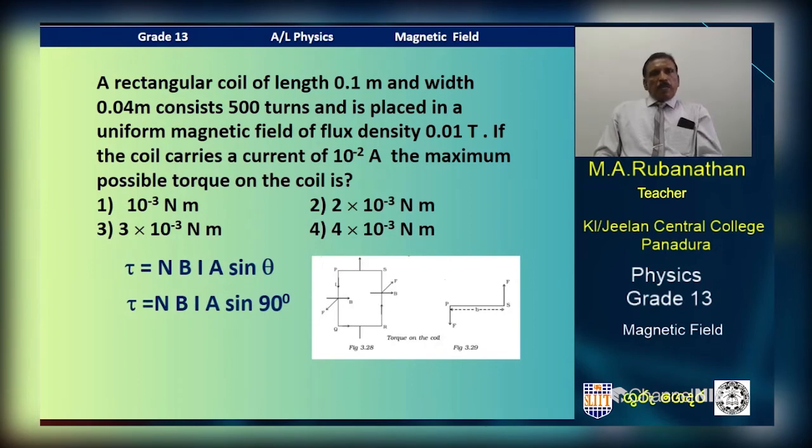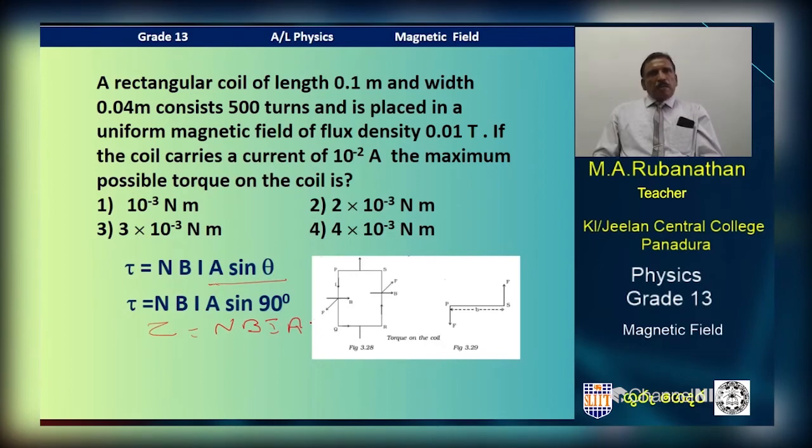So normally when the coil is placed in the magnetic field, we get torque equal to NBIA sin theta. The torque is maximum when sin theta is maximum. That means the coil is parallel to the magnetic field, and we can get the maximum torque. So the maximum torque you can directly write as torque equal to NBIA. This is the maximum torque on the coil.